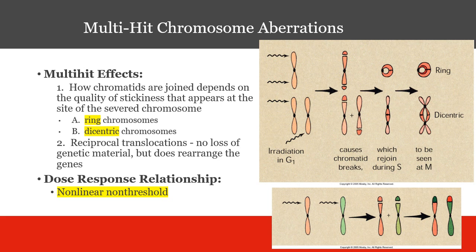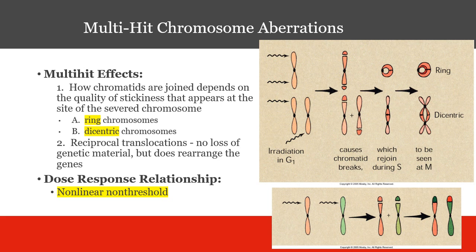The other possibility is more than one hit in the same chromosome, and the result can be a ring formation or a dicentric formation. So either one of these, ring chromosome, dicentric chromosome, or we can have what's called reciprocal translocations. That's down here in the bottom. Notice that there's a pink chromosome and there's a green chromosome. They're hit prior to, like in the G1 phase, prior to S.